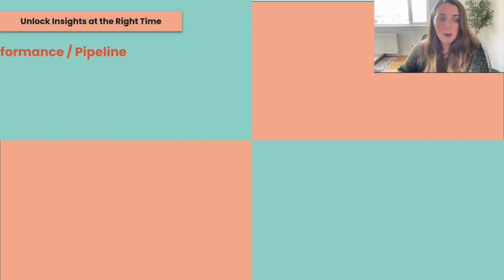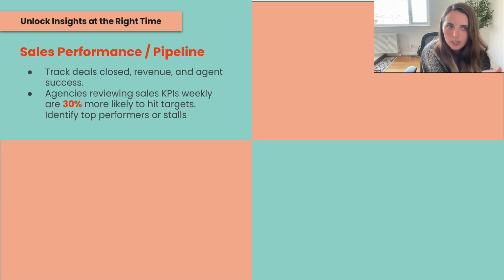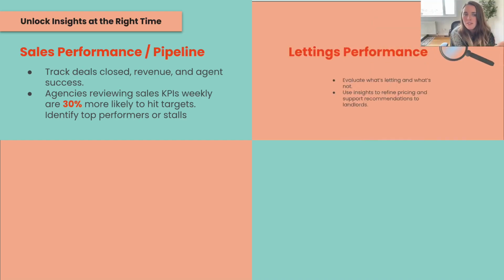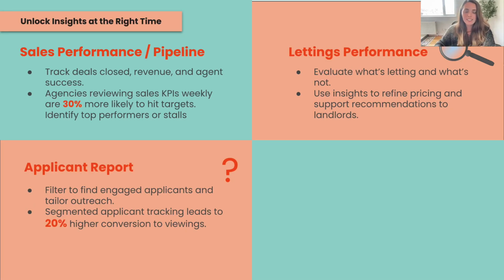So sales and performance pipeline, track deals closed, revenue and agent success. Agencies reviewing the sales KPIs weekly are 30% more likely to hit targets and identify top performers or stalls as well. So it's all about just monitoring that performance and being really on it with what's happening. Lettings performance, evaluate what's lettings and what's not. Use the insights to refine pricing and support recommendations to landlords as well. Applicant reports, filter to find engaged applicants and tailor outreach. Segmented applicant tracking leads to 20% higher conversion to viewing. So you can really use these reports to suit what you want to achieve as well.